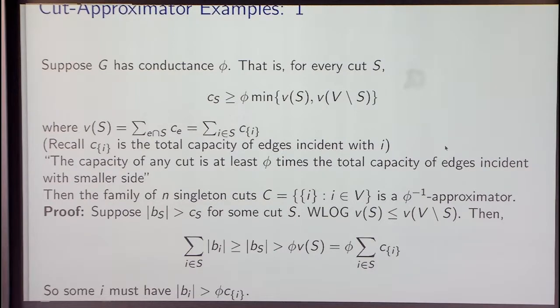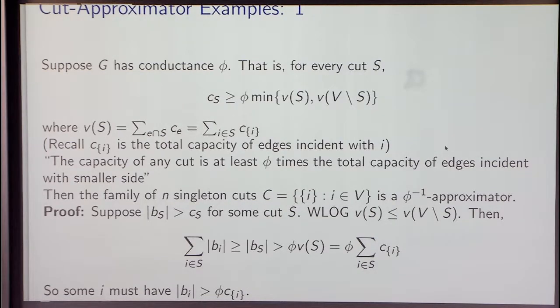Since the total demand has to sum to 0, which I forgot to mention at the beginning, you're only going to find a flow if the sum over all vertices of the demands equals 0, because flow is conservative. You can't just get stuff from nowhere. So the aggregate demand into S is minus the aggregate demand into V minus S. So the absolute value of the aggregate demand on both sides of any cut is the same. So I'm going to assume that S is the smaller side, because otherwise I would just swap S and V minus S.